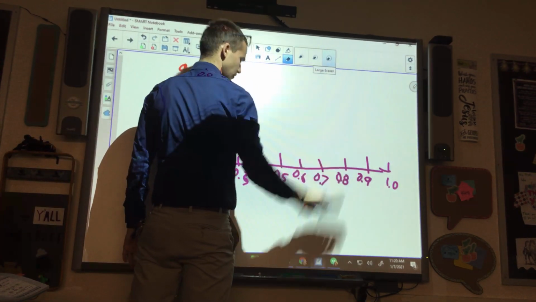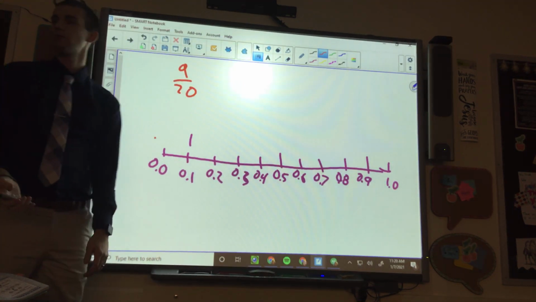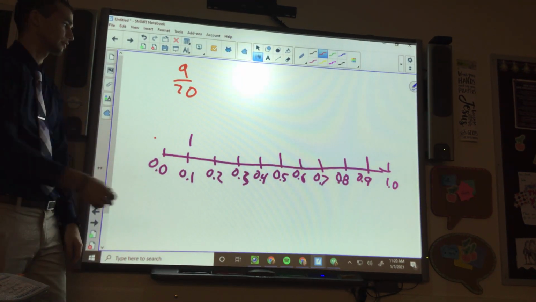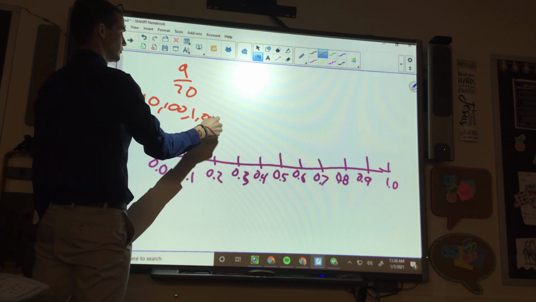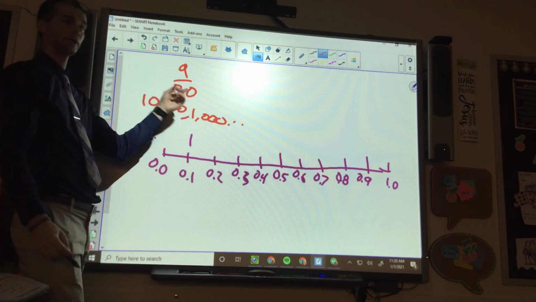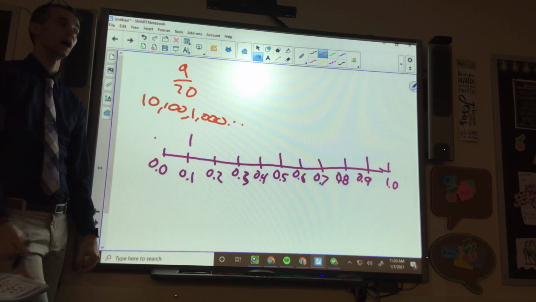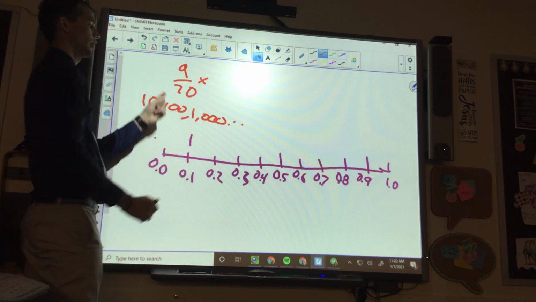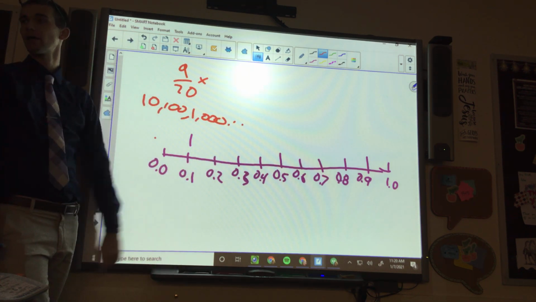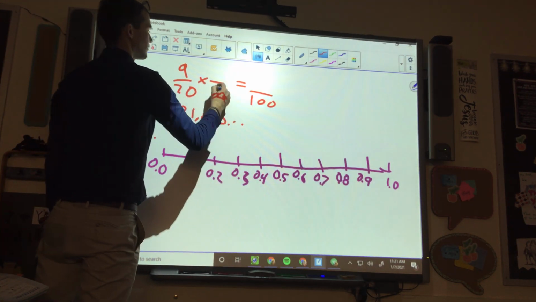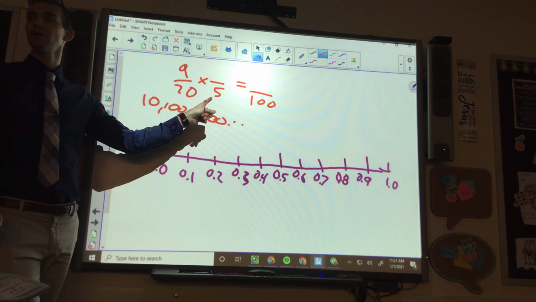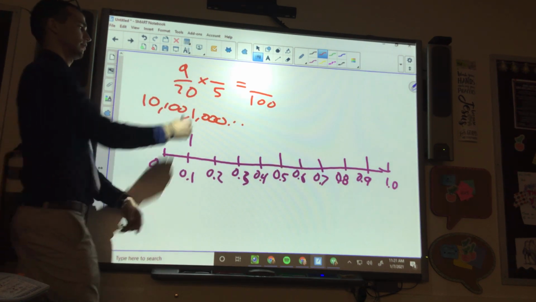If you can't get it over 10, you want it over what? Remember we said we want it over 10, 100, 1,000, so on and so forth. So we want it over what? 100. So we have to multiply by what? What do you multiply 20 by to get 100? 5. Yes, 5. So if we multiply by 5 at the bottom, we have to multiply by 5 on the top.